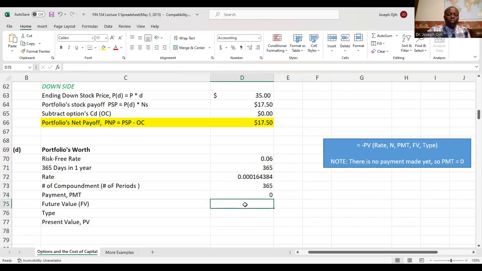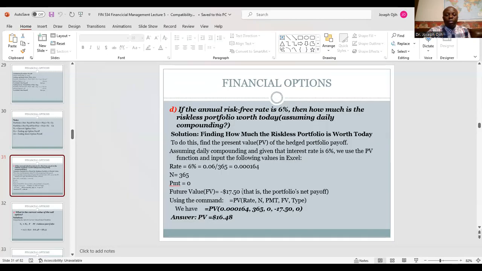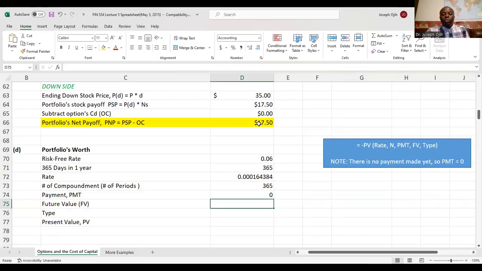Of course, the future value will be, if you can look at it, like I said, this $17.50. I even explained it earlier, remember, this is for one call option, $17.50. Now, when we enter it, we have it here already because we calculated it here. So now, it is money coming to you for one call option, remember.